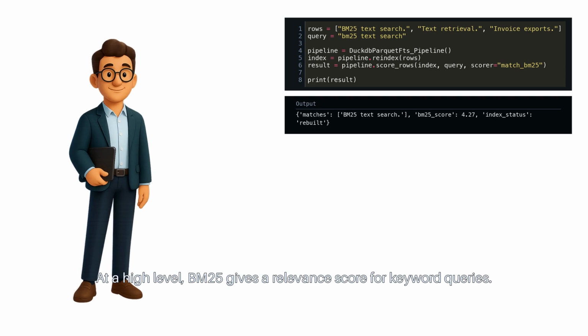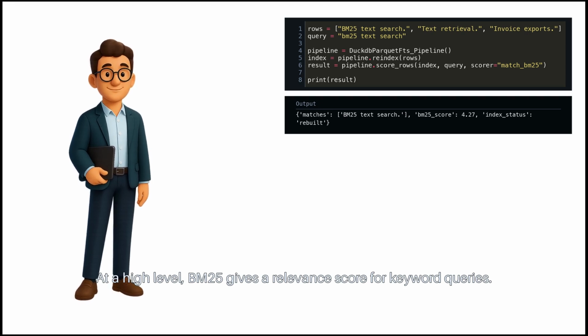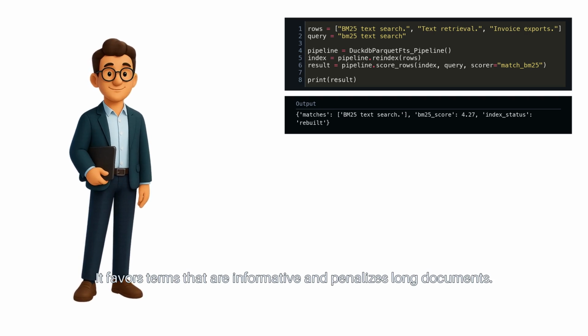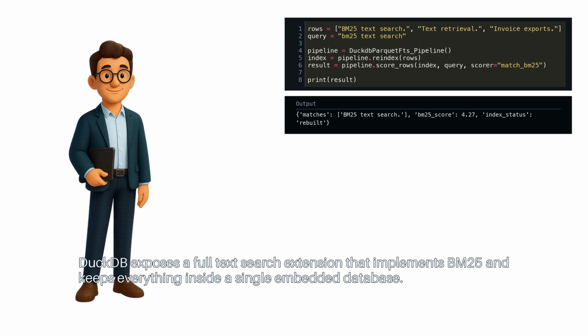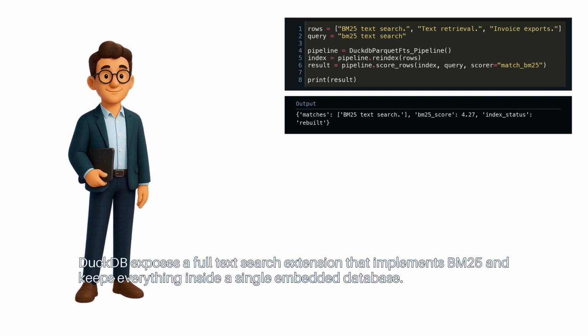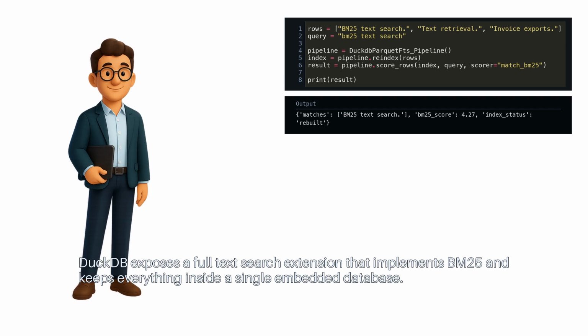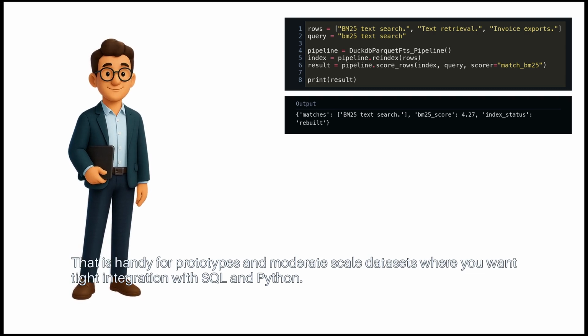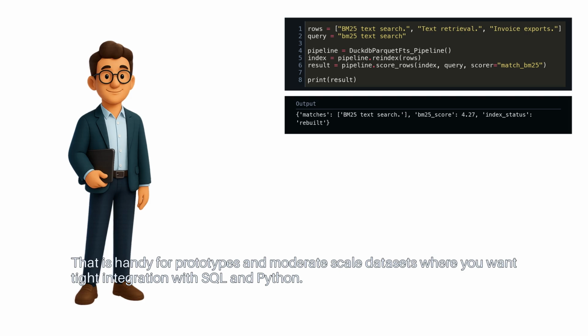At a high level, BM25 gives a relevance score for keyword queries. It favors terms that are informative and penalizes long documents. DuckDB exposes a full text search extension that implements BM25 and keeps everything inside a single embedded database. That is handy for prototypes and moderate-scale datasets where you want tight integration with SQL and Python.